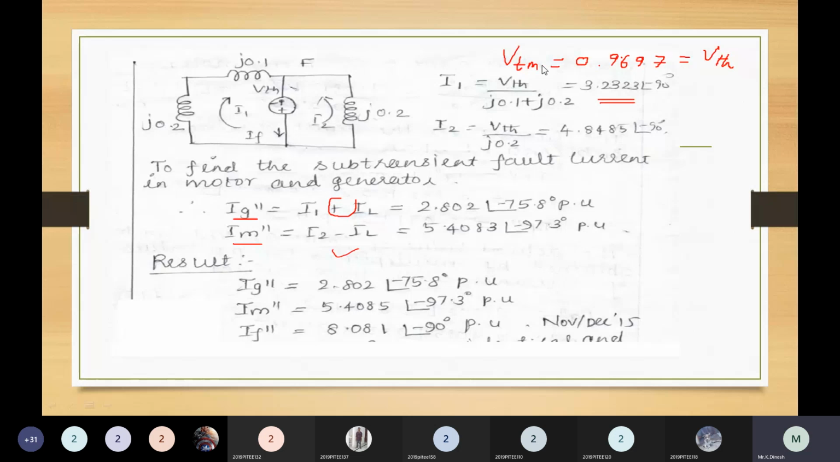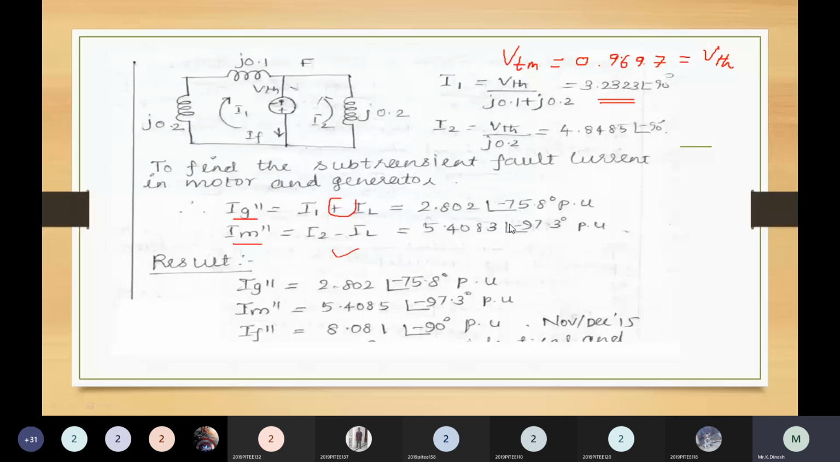So your VTM is 0.9697. So from this we can get I1, I2. So I1 current we are getting and I2 current we are getting. So IG double dash is I1 plus IL. That is 3.2323 and IL we know. So if you add both, you will get 2.802.